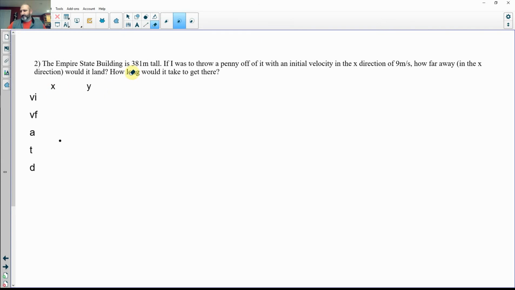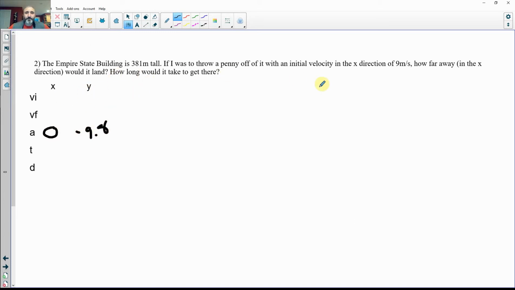Okay, so the Empire State Building is 381 meters tall. If I were to throw a penny off of it with an initial velocity in the X dimension of 9 meters per second, how far away in the X dimension will it land? And how long will it take to get there? As we know, I'm asking you for the time, but we always need the time. So let's solve that first. Let's start with what we know, and then we'll solve for time, and then we'll solve for distance in the X. So we know the acceleration in the X dimension is 0, and in the Y dimension is negative 9.8 because we're dealing with a projectile.